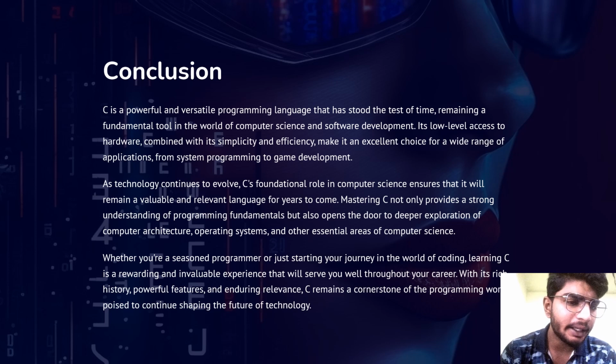Whether you are a seasoned programmer or just starting your journey in the world of coding, learning C is an experience that will serve you well throughout your career. With its history, powerful features, and enduring relevance, C remains a cornerstone of the programming world and is poised to continue shaping the future of technology.